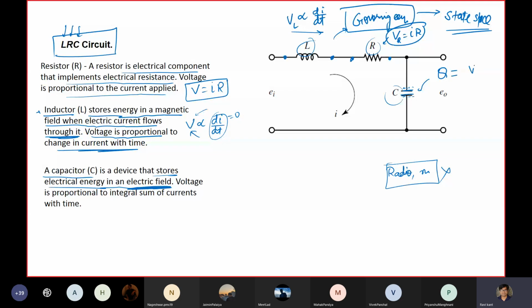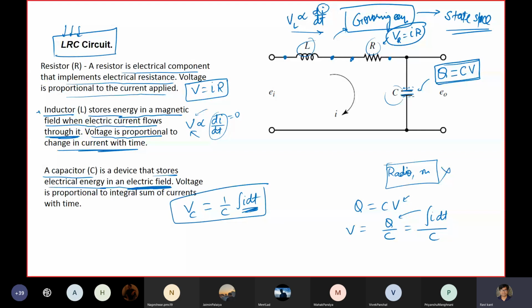But I want to write things in terms of current. So I want to write my voltage as Q by C, and Q I can write as the integration of I dt with time. So this is how the voltage across a capacitance is usually written. See the differences: the voltage across a capacitance is the integration of I dt divided by C. The voltage across an inductor is L times di by dt.